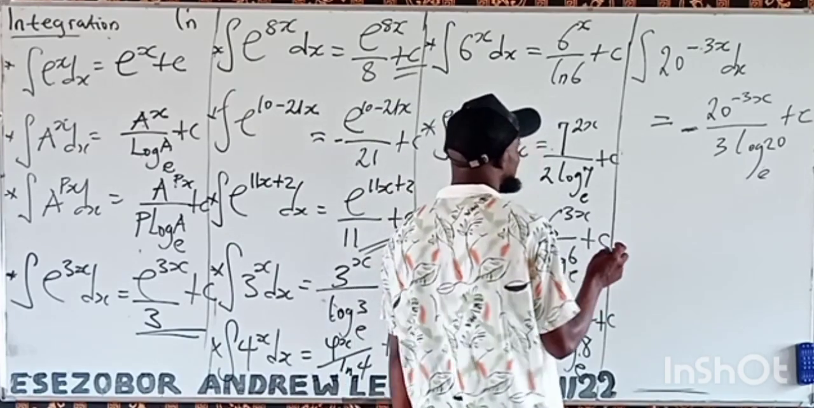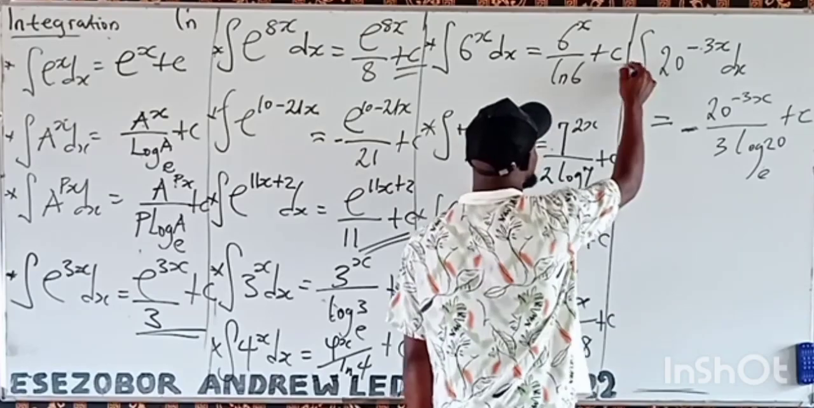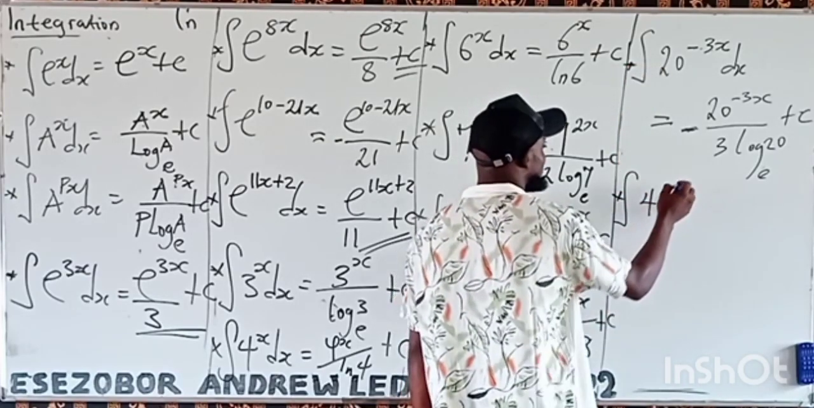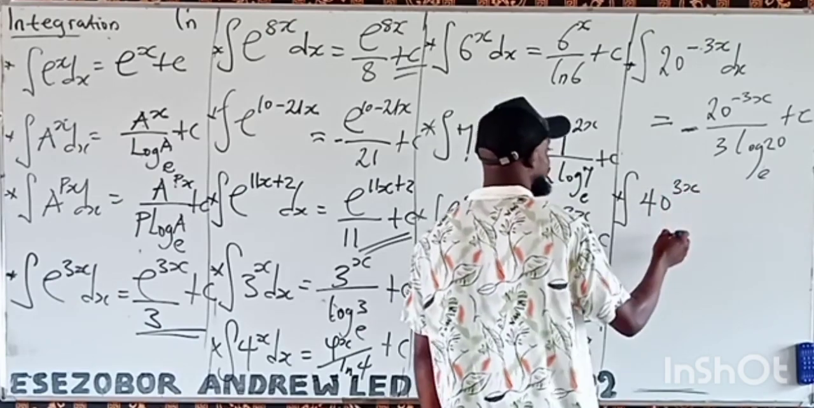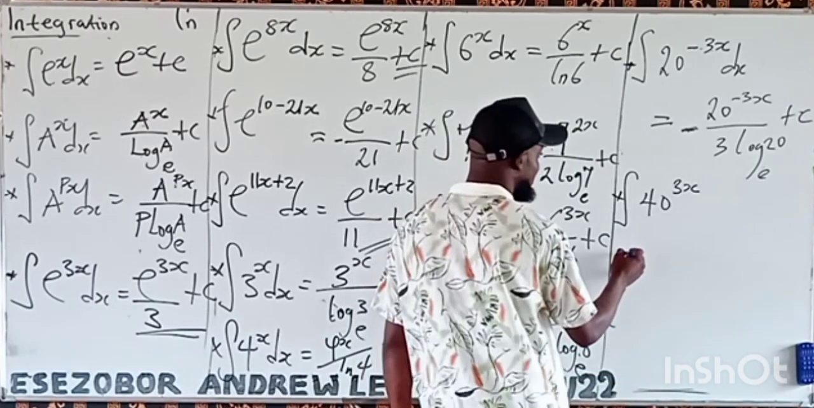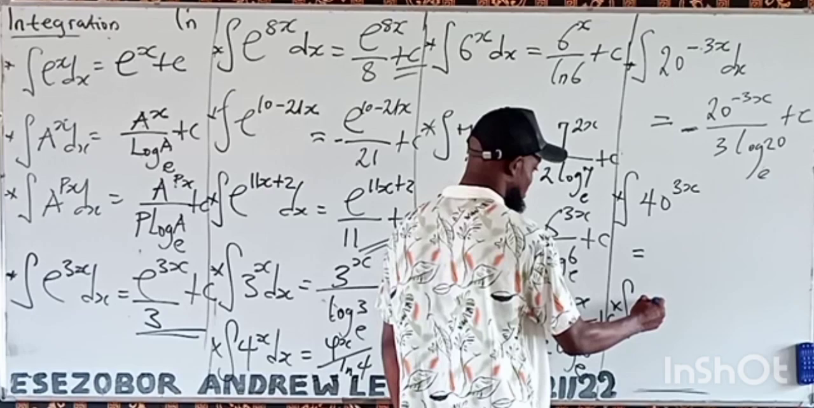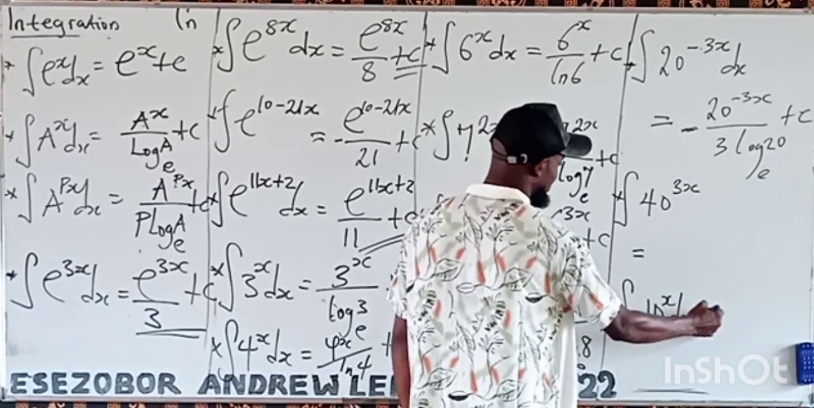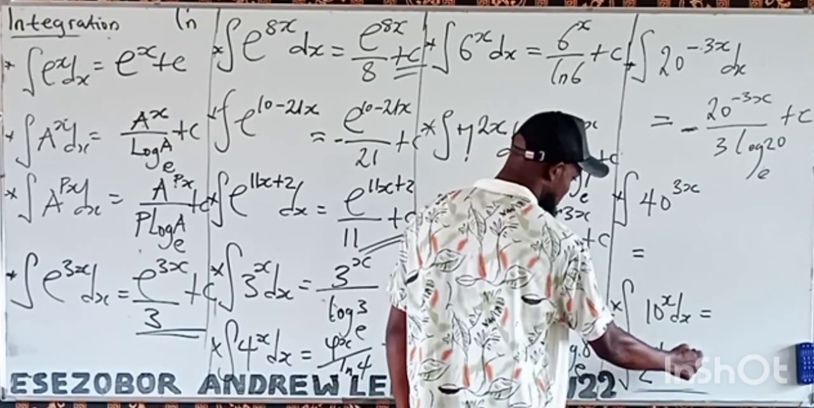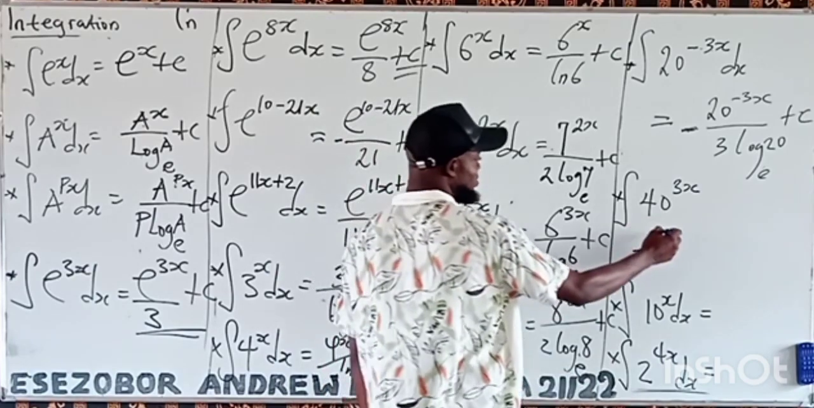So let's go. The next thing I'm going to have now, let's say we have this question: integral 40 raised to power 3x. What becomes the answer? How can we do that? Let's say we have the integral of 10 raised to power x dx. How can we do this? Let's say we have the integral of 2 raised to power 4x dx. How can we do this as well? So what become the respective answers?